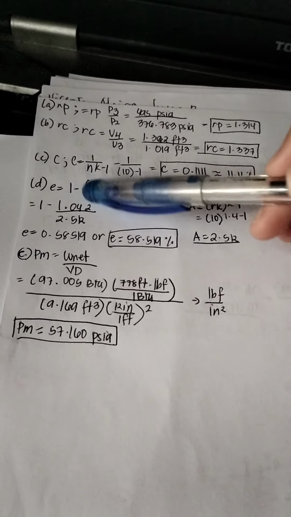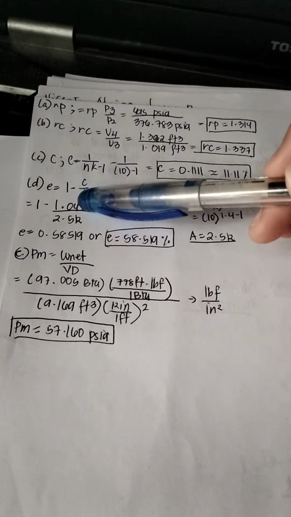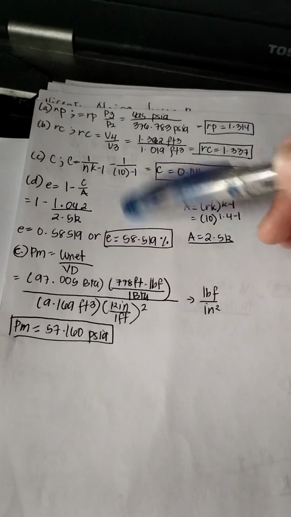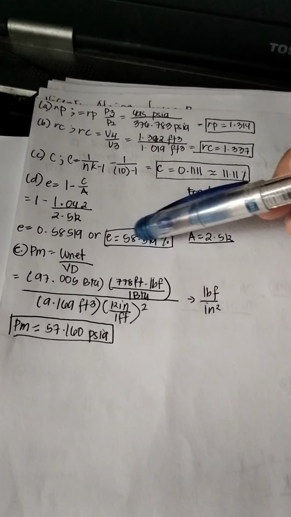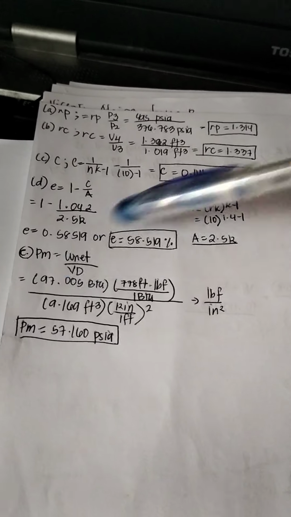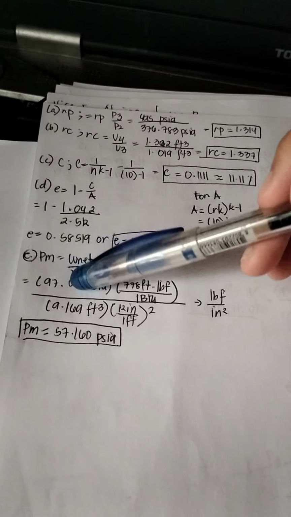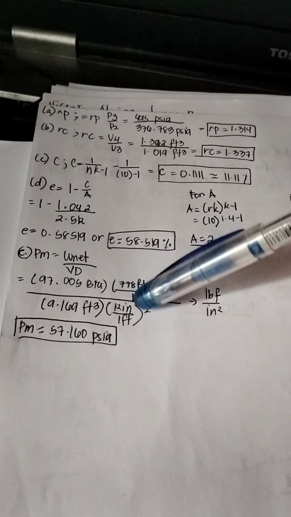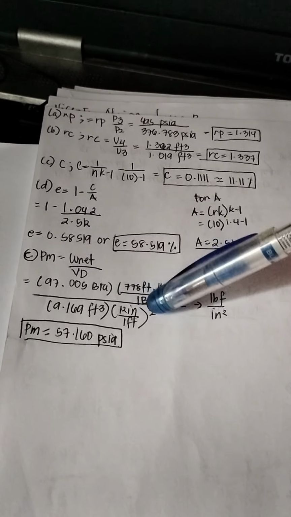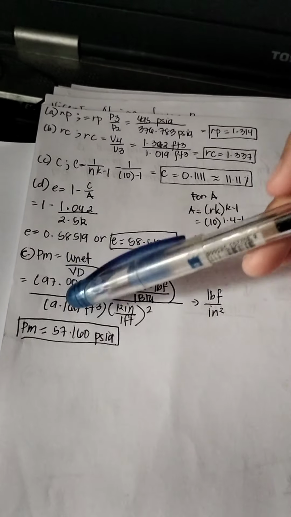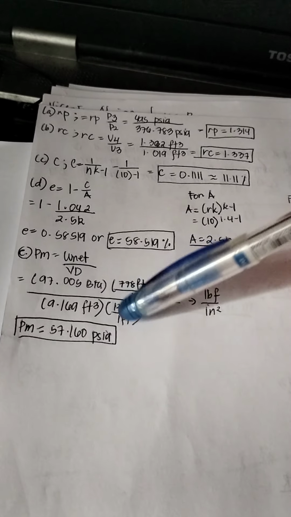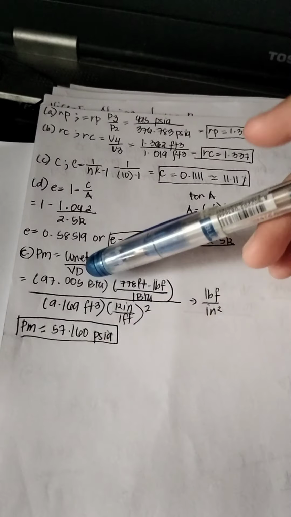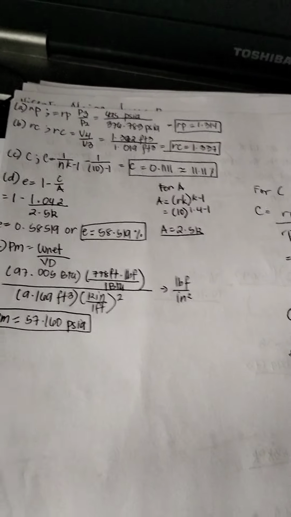E is equals to 1 minus c over a, 1 minus 1.042 over 2.512. E is equals to 58.519%, while the PM is W net over VD, 97.005 BTU times 778 feet-lbf over 1 BTU, over 9.169 feet cubed, times 12 inches over 1 feet squared. PM is equals to 57.160 psia.